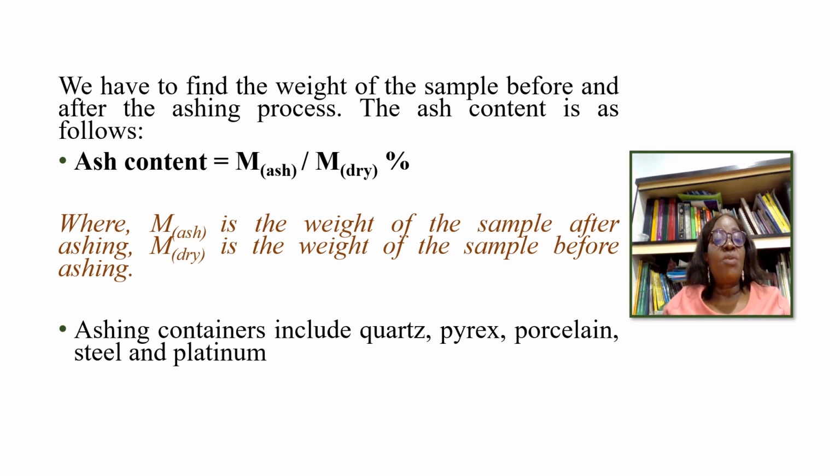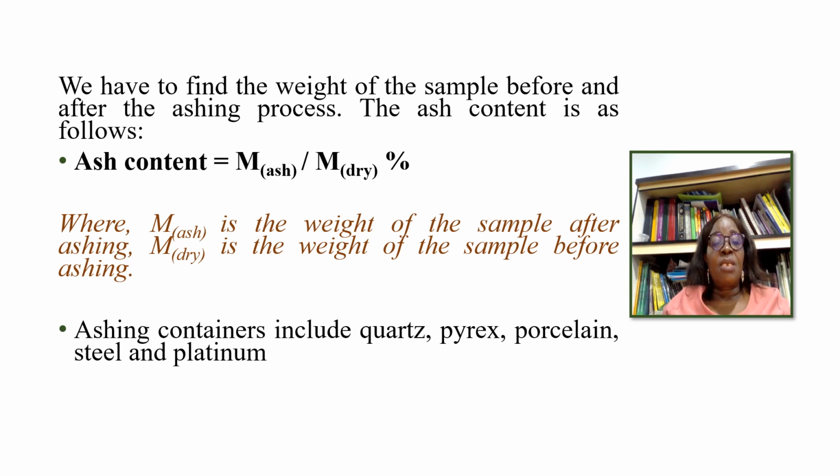We have to find the weight of the sample before the ash. Always note that before you ash, you find the weight of your sample, and then after ashing, you also find the weight of your sample, and then your ash content can be determined by the measurement of the weight of the ash over the weight of the dry sample in percentage.